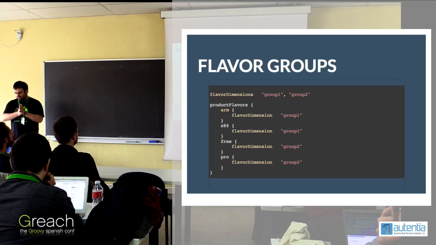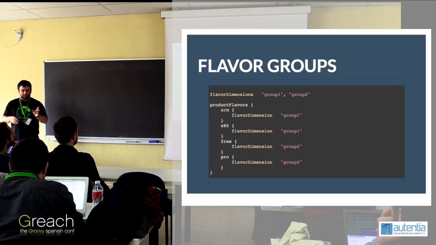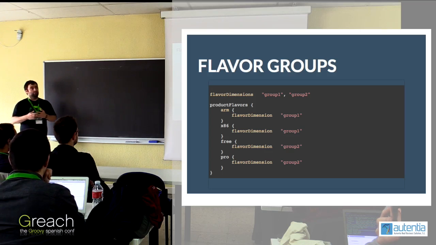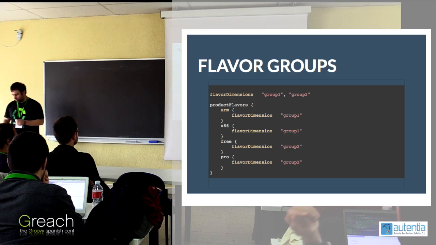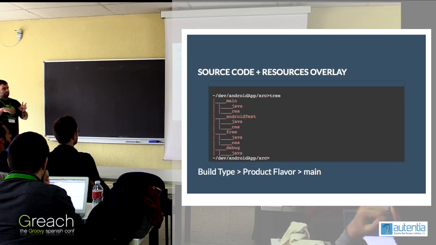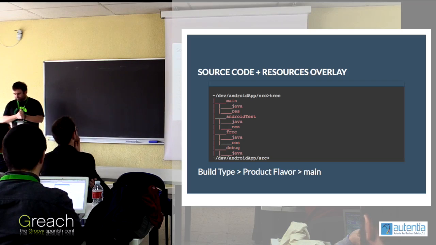So flavor groups are defined that way. We have different dimensions. In that case, I call it group 1 and group 2, and I declare a product flavor and assign a dimension to it. You can imagine if you want to have more than 2 dimensions, it gets quite complex. And what Gradle does per variant is build different kinds of tasks. So if you have, maybe, 3 product flavor groups or something, you end up with a couple of tasks, as we see later on.